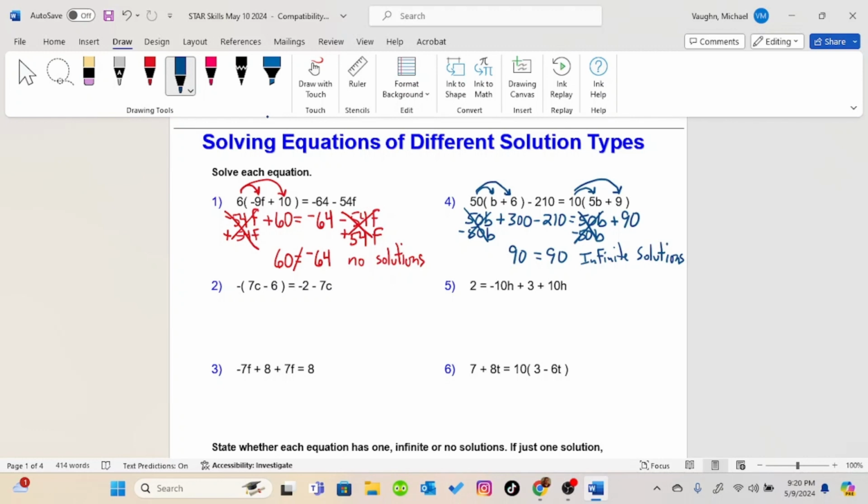Number 2. We're going to use the distributive property on the left. We have negative 7c plus 6 equals negative 2 minus 7c. If we add 7c to both sides, then it cancels out on both sides, and we have 6 equals negative 2, which is not true, so there are no solutions.